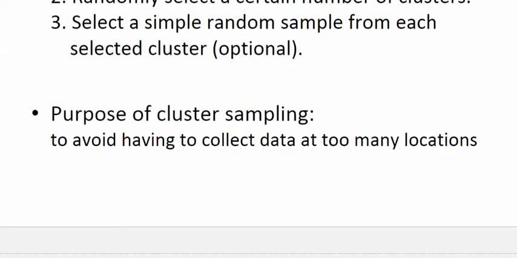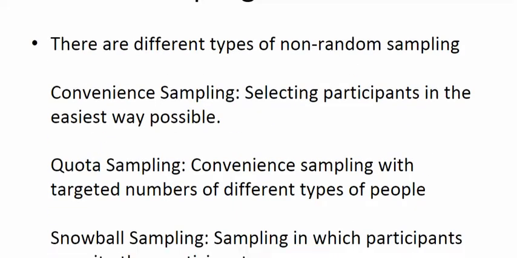So now we've talked about the types of random sampling and their purposes. Now let's talk about a few types of non-random sampling. The first one is convenience. So convenience sampling is just selecting participants in the most convenient way possible. It's whatever is convenient for the researcher. So let's say a researcher is a professor who's teaching a class, and the researcher just surveys his or her students in the classroom, that's convenience because it's convenient for the researcher.